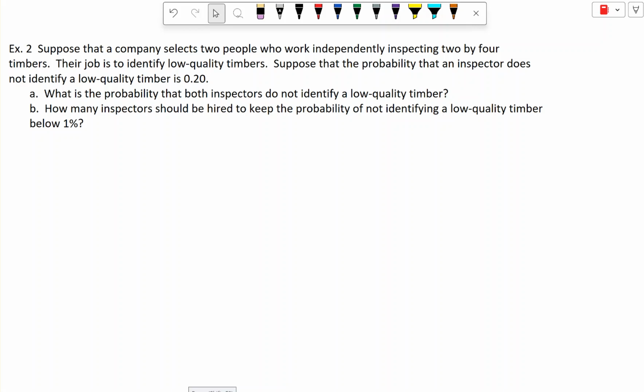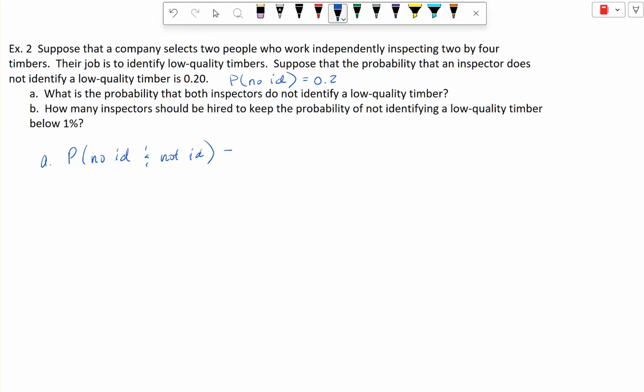So to begin with, the probability we were given in the problem says that the probability that an inspector does not identify low-quality timber is 0.2. So probability of not identifying is 0.2. The question we want to know: what is the probability that both inspectors do not identify low-quality timbers? So what is the probability of not identifying for the first inspector and not identifying for the second inspector?